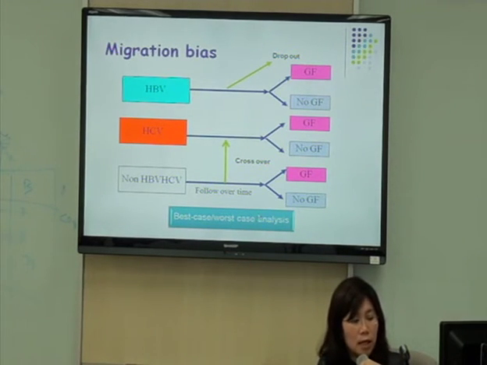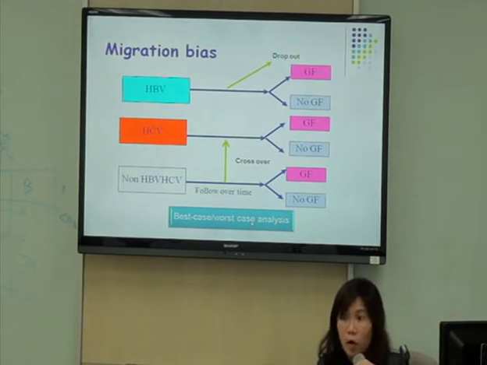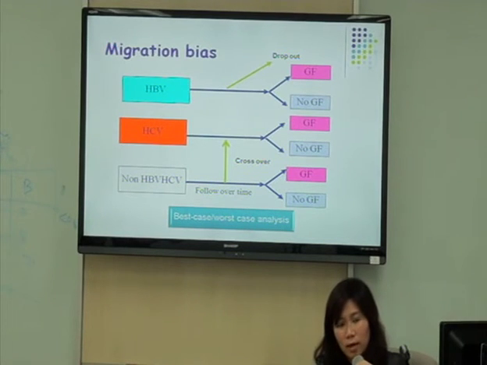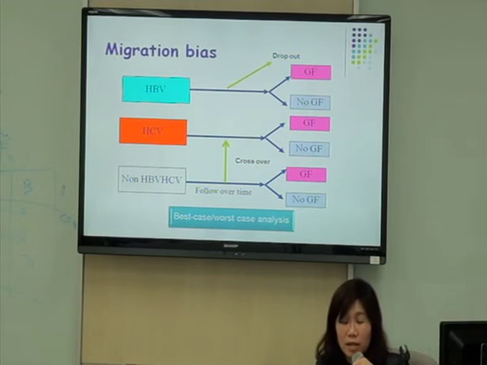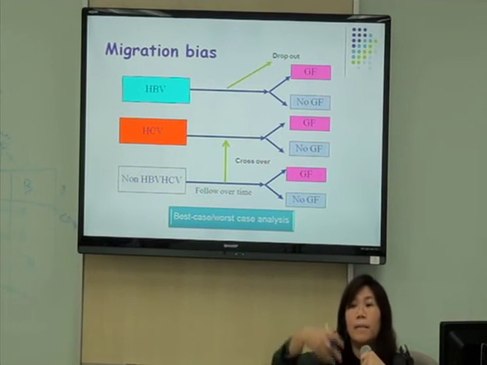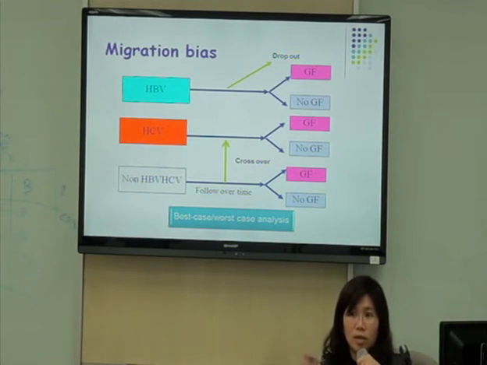But mostly we prefer that this is enough. I have never seen best case, worst case for a long time, so you just need to know the words. Mostly they do not use it right now because we have another way, like propensity score matching, which is more advanced than worst case, best case. It's like a big guess. Just guess that all of them are graft failure or all of them are no graft failure. So it does not work right now.